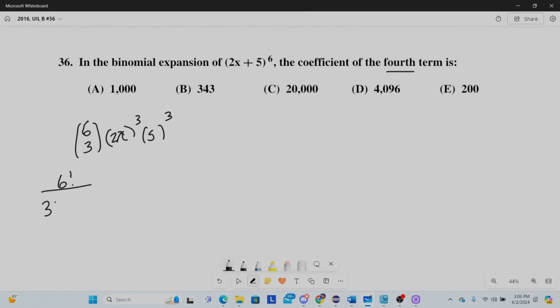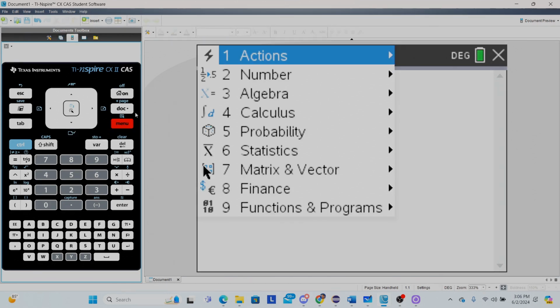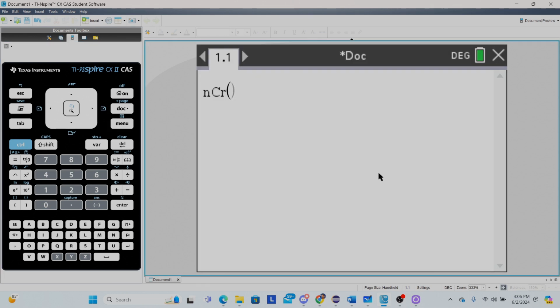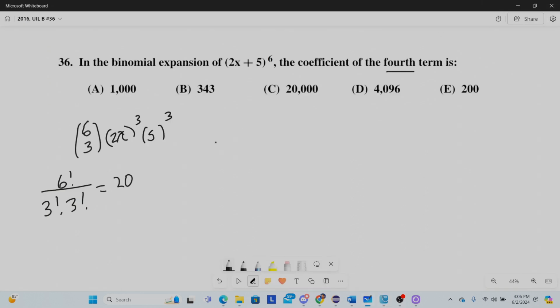It's 6 factorial over 3 factorial, 3 factorial. So it's 6 times 5 times 4 over 3 factorial, which actually equals 20. I'm going to show you right now how to use your Nspire. If you take your Nspire, the way you can get your combinations is you go to menu, then probability, and then combinations. In this case, we wanted 6 choose 3, so it's 6, comma 3, and we push enter, and it's 20. So it's equal to 20.